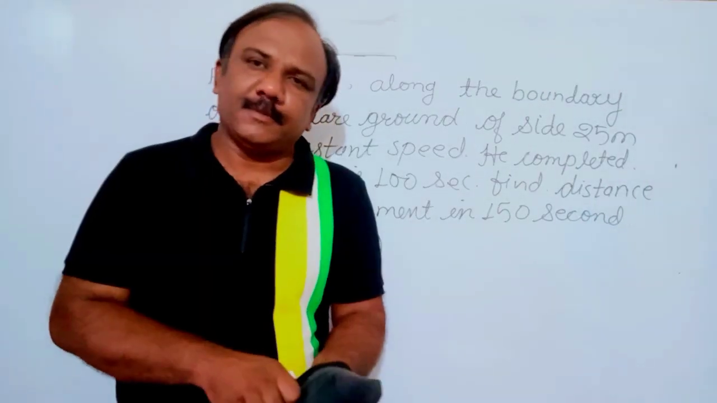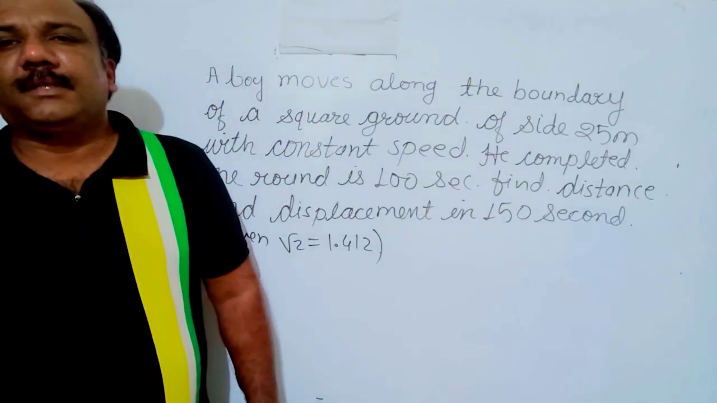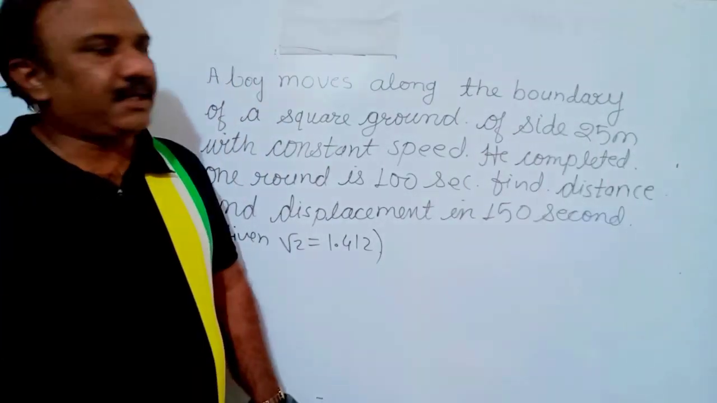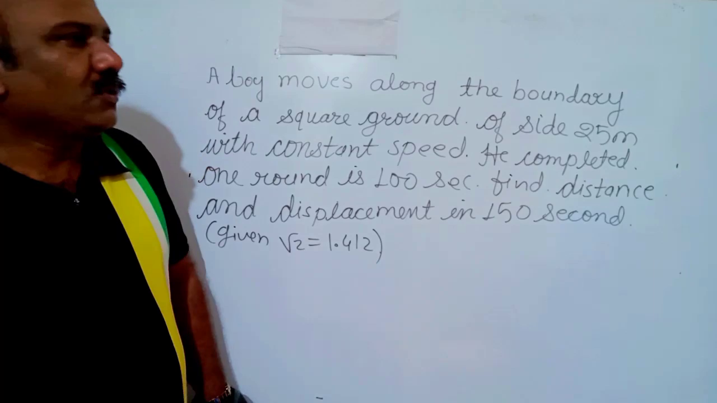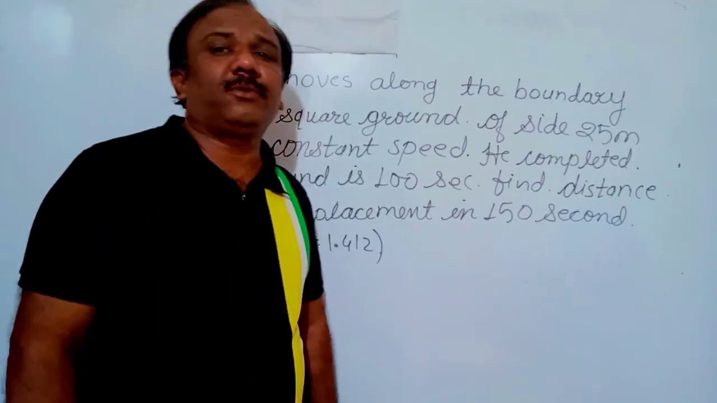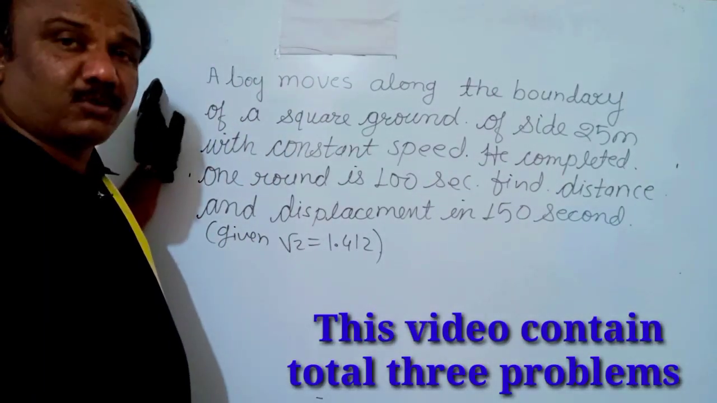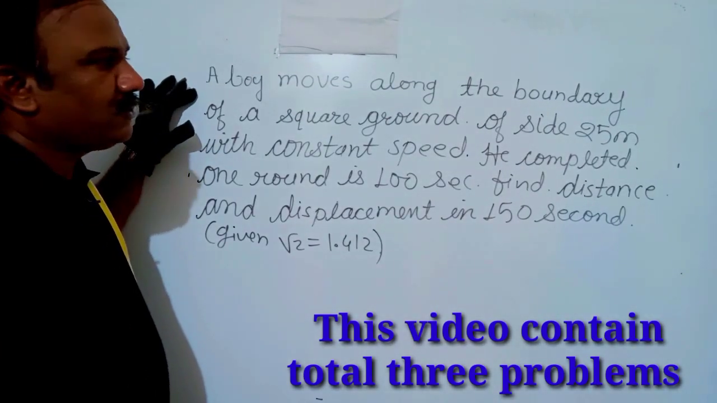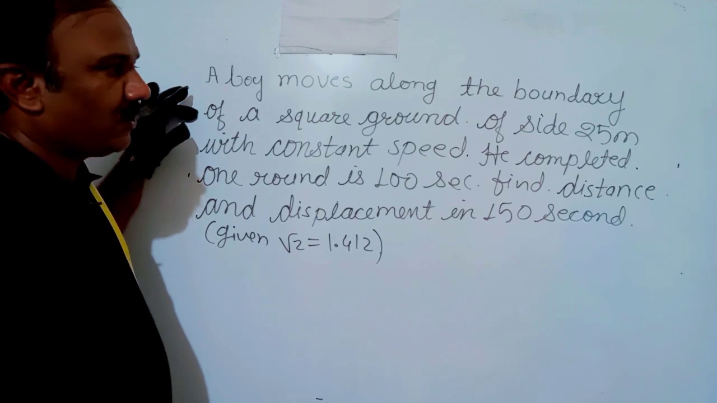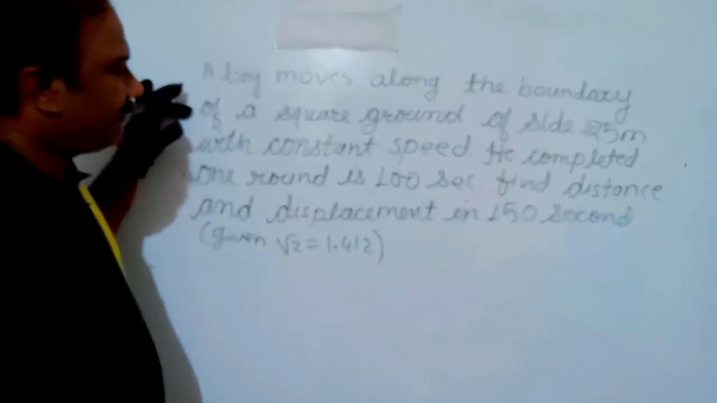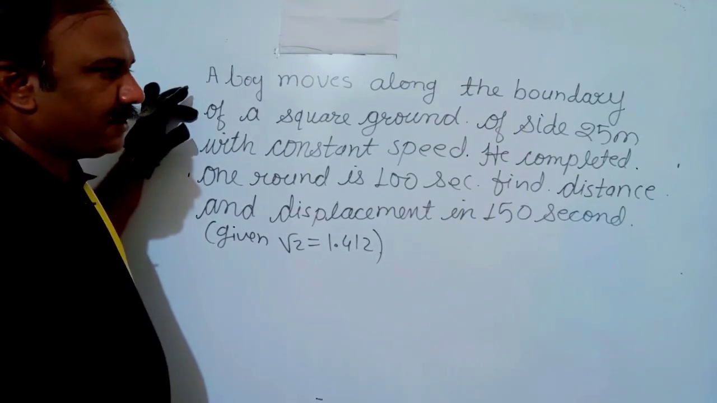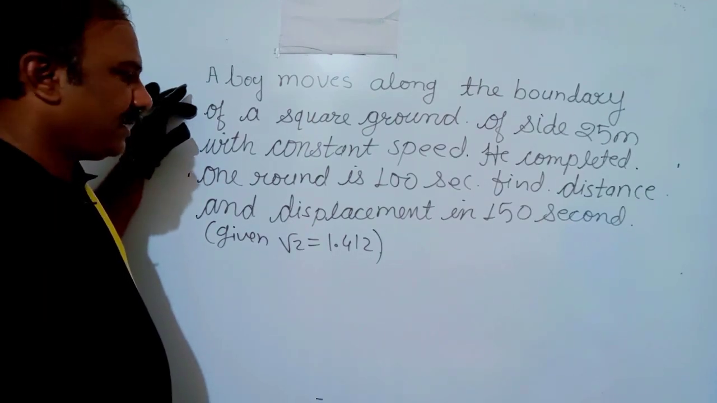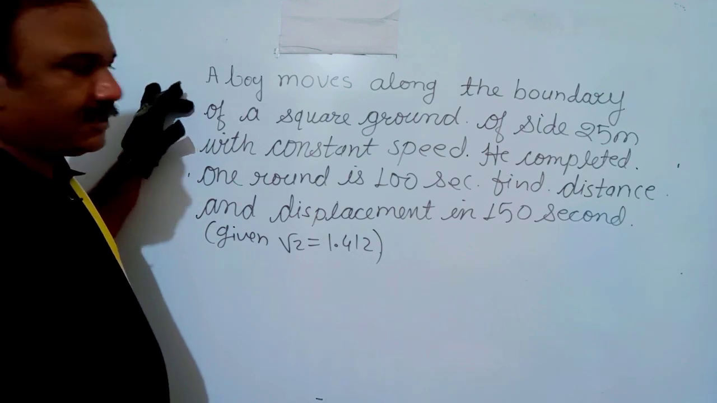Hi students, this is our second video on the topic problems on distance and displacement. In this video we are going to solve two more problems. The problem is: a boy moves along the boundary of a square ground of side 25 meter with constant speed. He completed one round in 100 seconds. Find distance and displacement in 150 seconds.